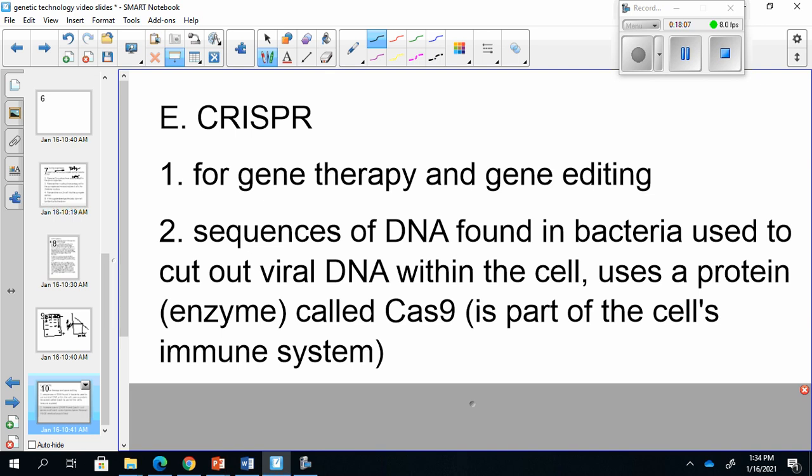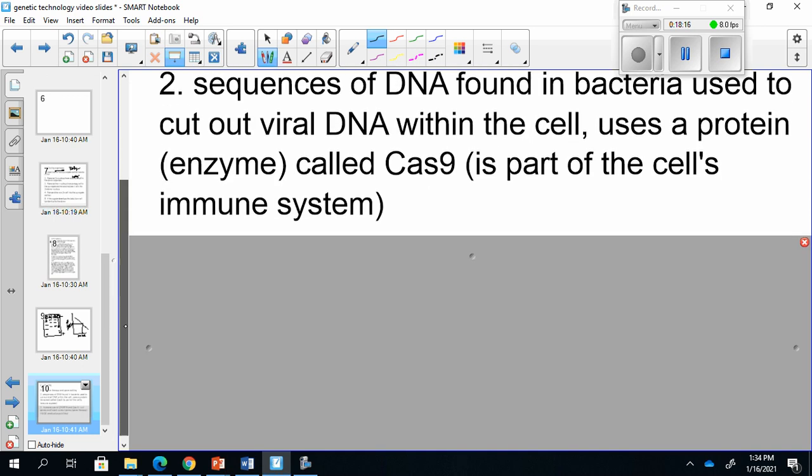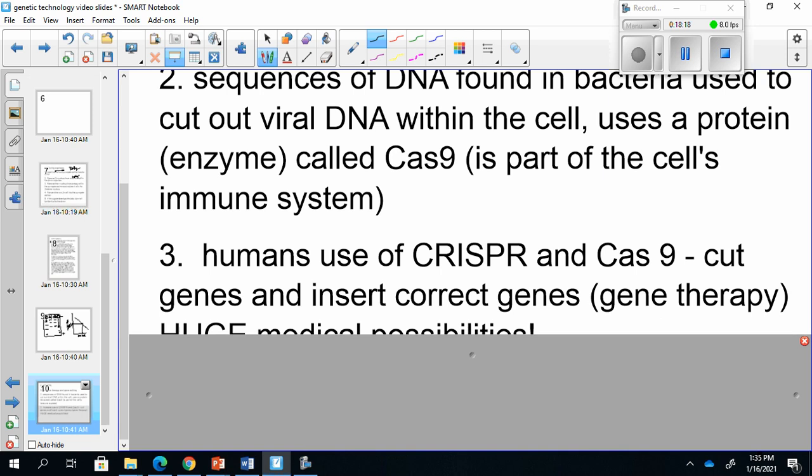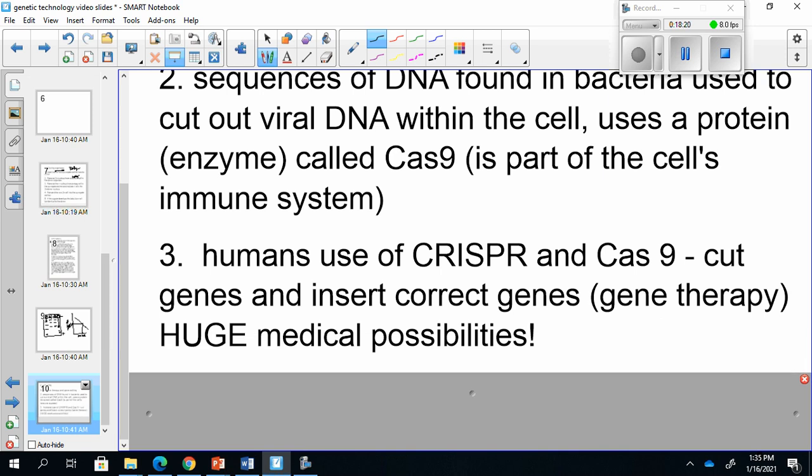So CRISPR is small nucleotide segments that code for Cas9, and Cas9 cuts out viral DNA. So if you could use this cutting technology in your cells, you could cut out genes and insert correct ones. So it's really about cutting genes at specific spots, taking out what you don't want and putting in what you do want. So it's using technology that was found in a bacteria and using it in other organisms to replace genes.